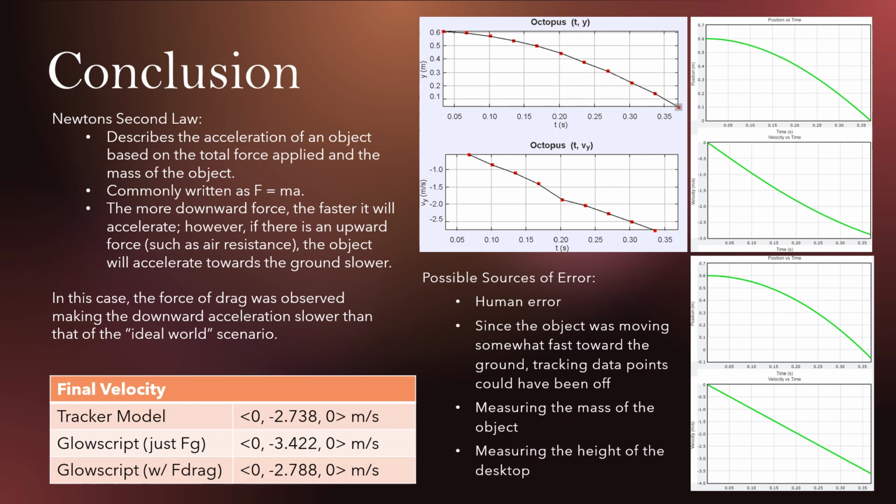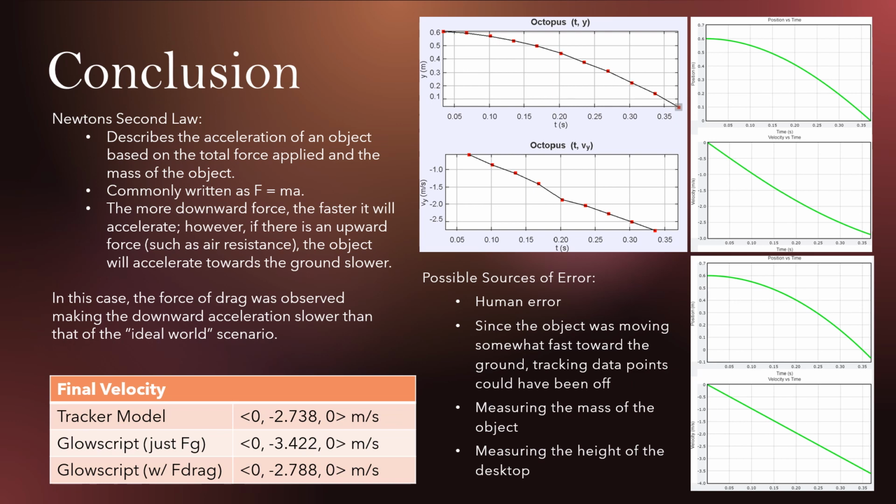This lab was all about Newton's second law, which describes the acceleration of an object based on the total force applied on the mass of the object. This is commonly written as F equals ma. The more downward force, the faster it will accelerate. However, if there is an upward force, such as air resistance, the object will accelerate towards the ground much slower. This means that the simple equation F equals ma is a little more complicated when operating in the real world, as you have to take into account frictional forces such as drag or air resistance.